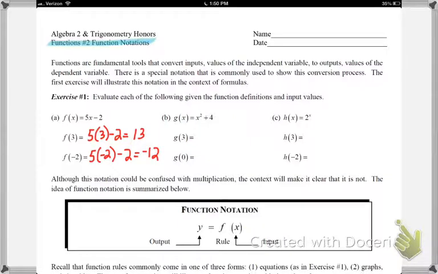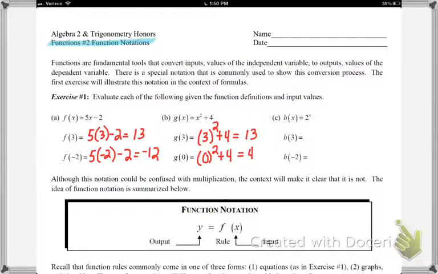G of x is equal to x squared plus 4. What is g of 3? So I typically put the x value I'm substituting in parentheses. So that's the parentheses of 3 squared plus 4, which is going to give us 9 plus 4, which is 13. G of 0 is 0 squared plus 4, which is equal to 4.